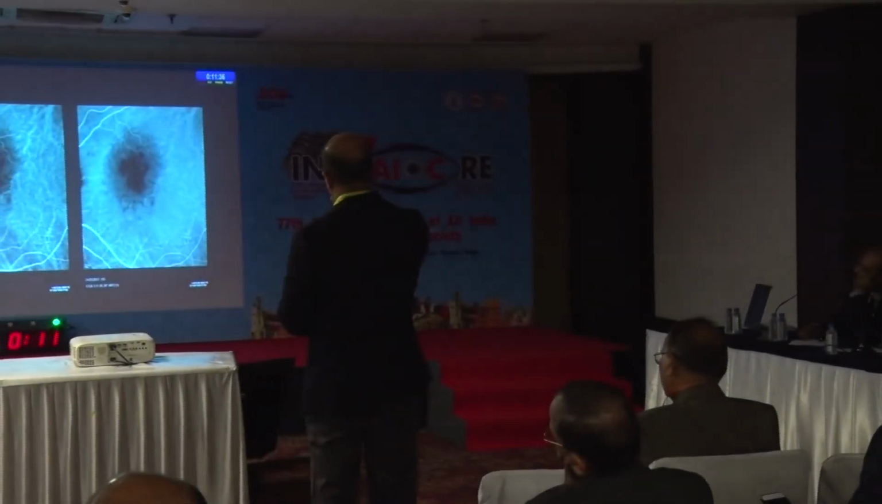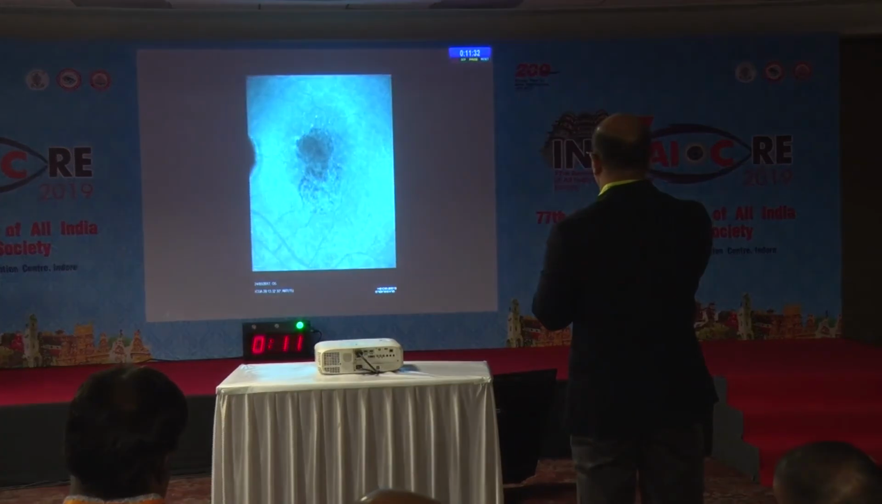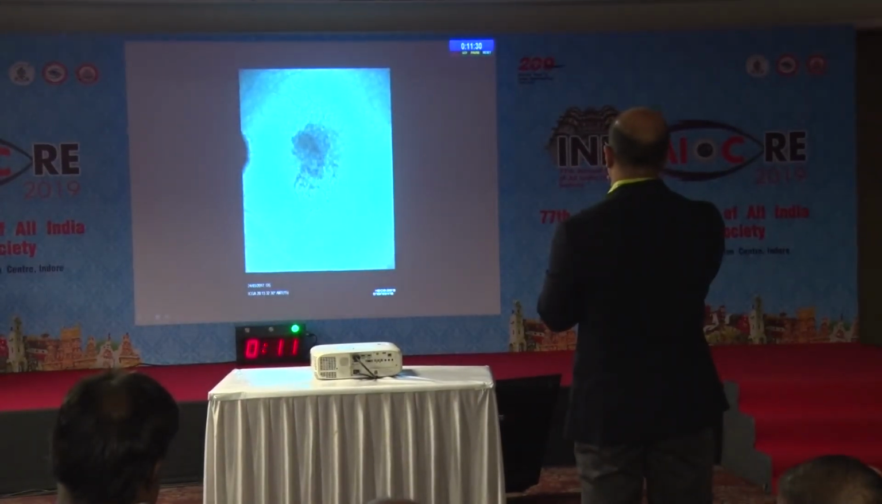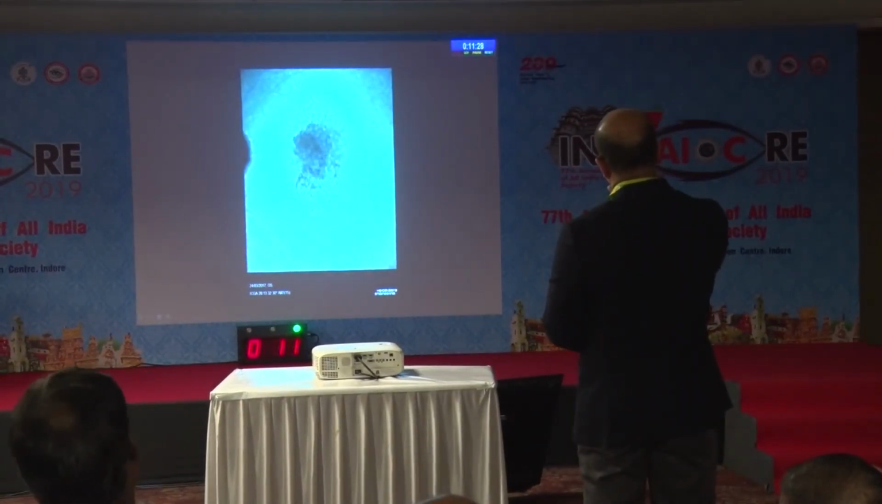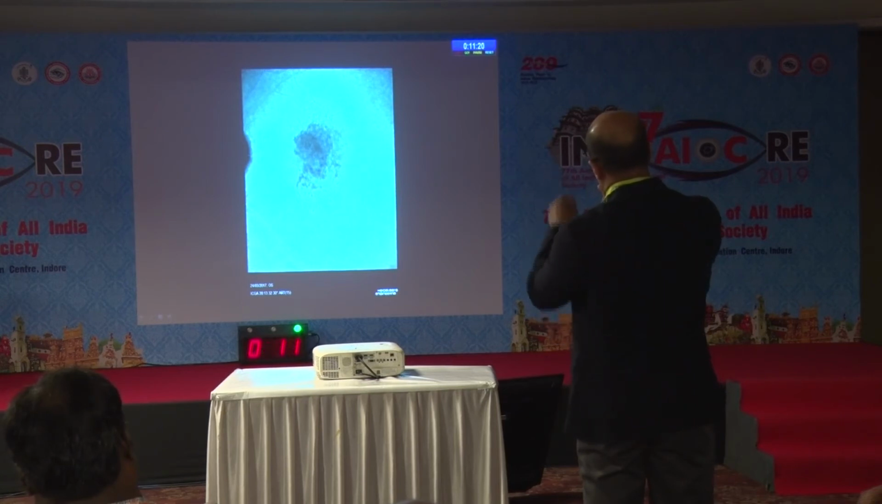So what about the later stages of the angiogram? Yeah, I think this is it. 20 minutes. Okay. So there's no obvious polyp seen. There is no obvious occult membrane as well. And the edges show a little hyperfluorescence, pronasally.